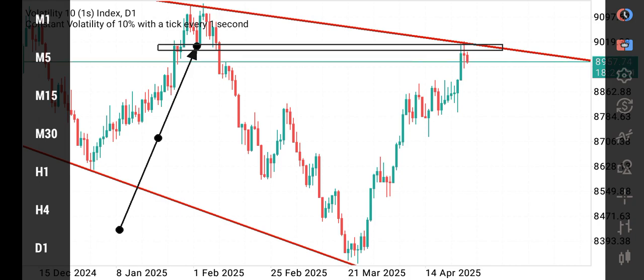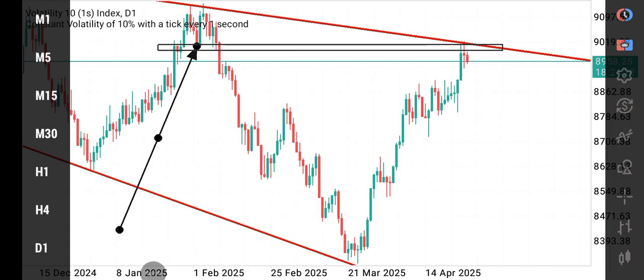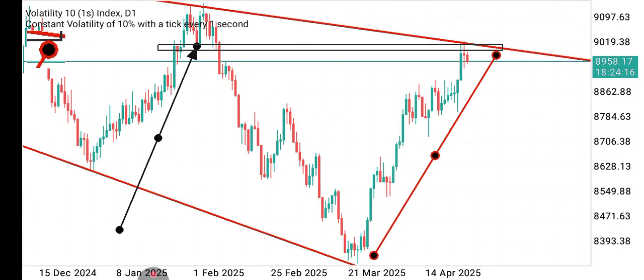You can go to a lower time frame. So let's go to the 4 hourly time frame. And besides, we can easily also place a trend line, something like this. You can just look for a way.